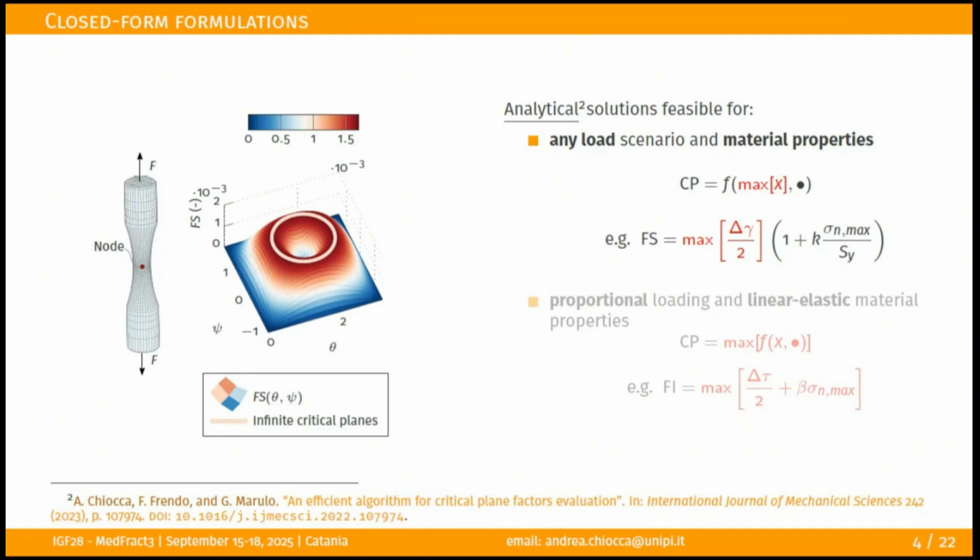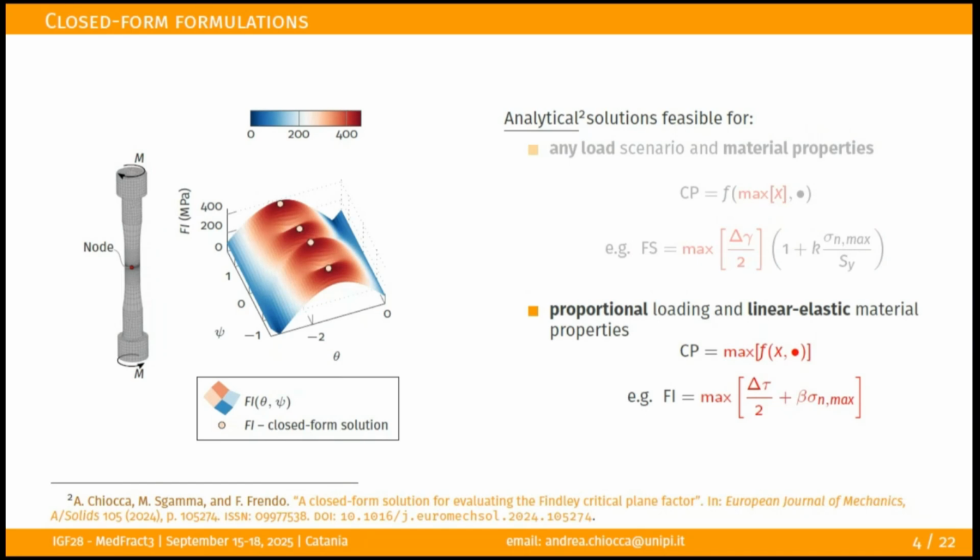This is an example. This is an hourglass specimen, tensile tested. The colored surface is the scanning of planes in space, and the annular line here are the infinite critical planes you can find by closed-form solution. This works under any loading condition and material properties, so also including plasticity, when you want to maximize just the one parameter, like Fatemi-Socie, the standard definition, for example.